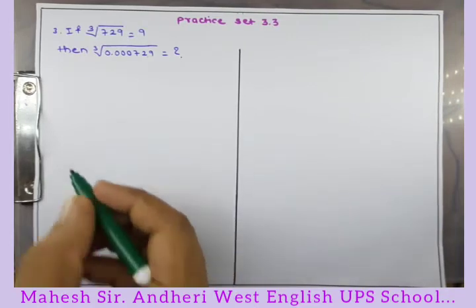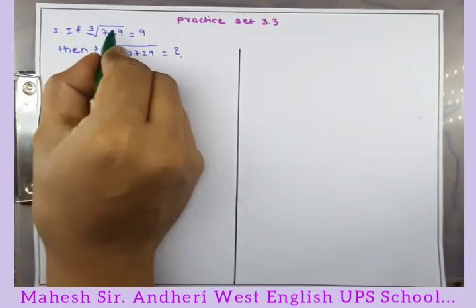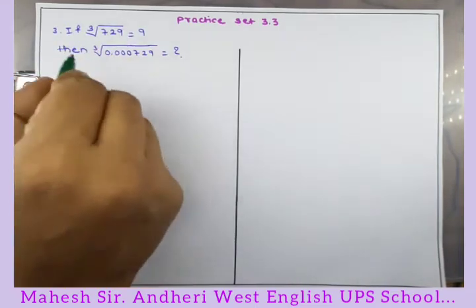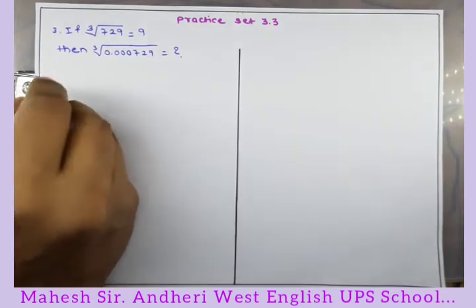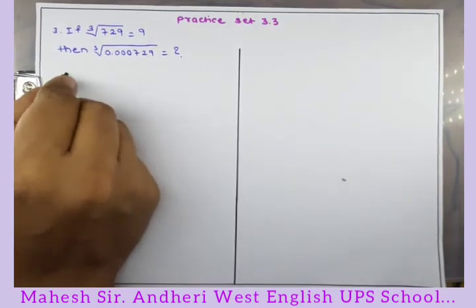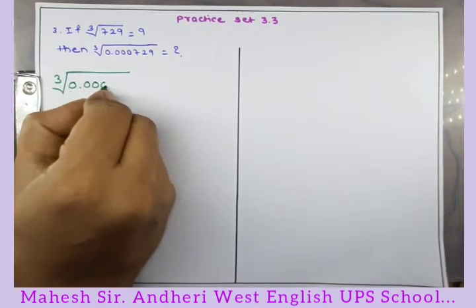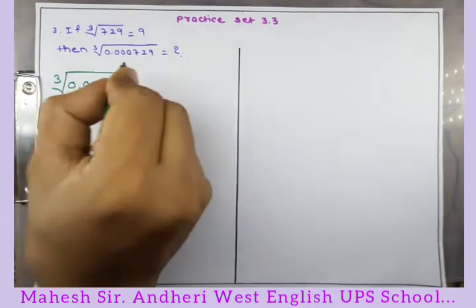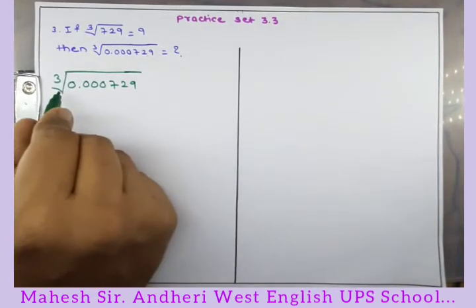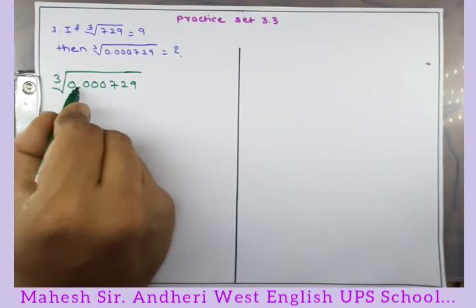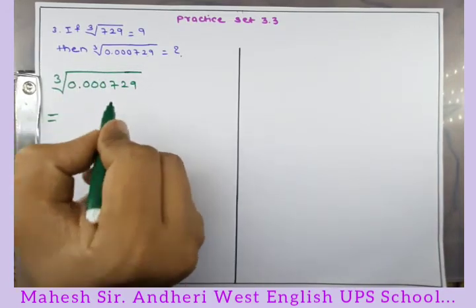Then here, the last question, that is, if cube root of 729 is equal to 9, then we have to find out the value of this, right? So first I will write the question as cube root of 0.000729 is equal to how much, right. So first, we have to write for this, since it is in decimals, we have to convert it into a normal fraction.